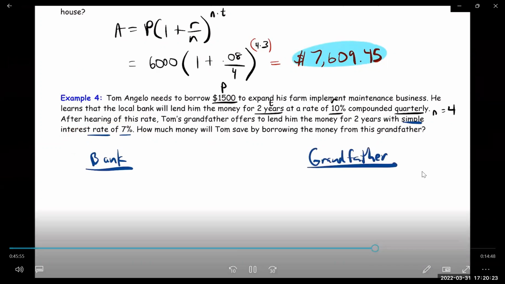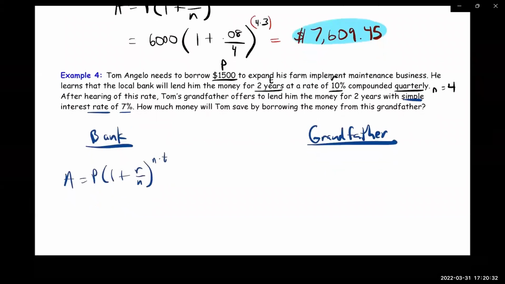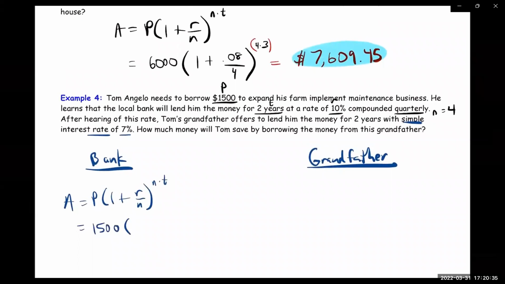So the bank is going to be A equals P times 1 plus R over N, to the N times T. All right, so that's 1,500. 1 plus the interest rate that the bank is offering is 10%, so 0.10. And N is 4, quarterly. 4 times 2 years, so that's 8. All right, so let's find out what that turns out to be first. That's how much he's going to owe the bank back after 2 years.